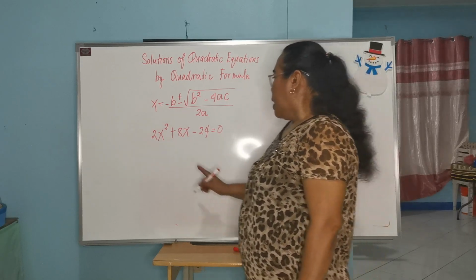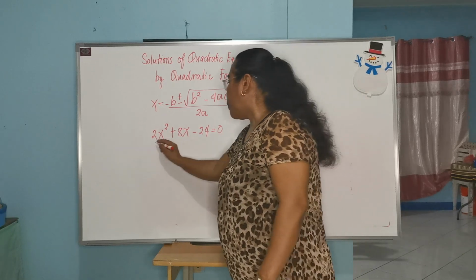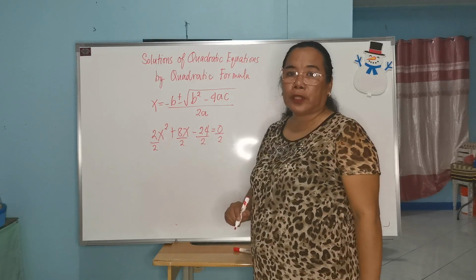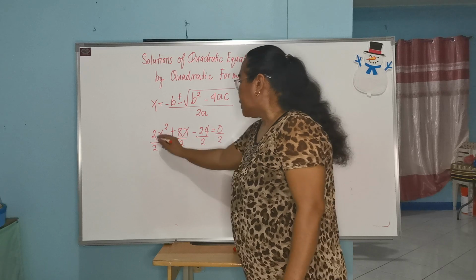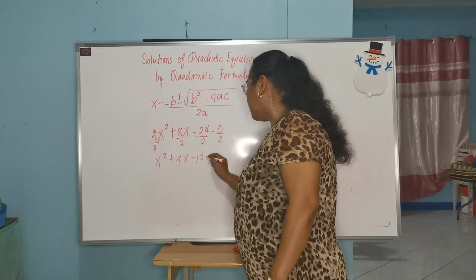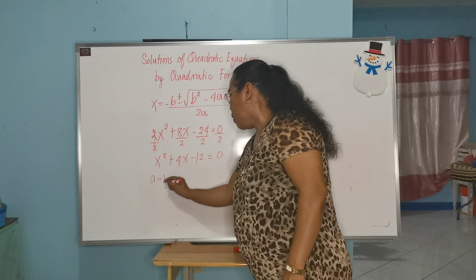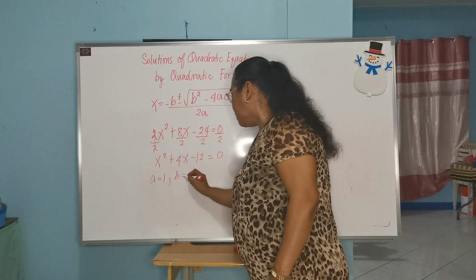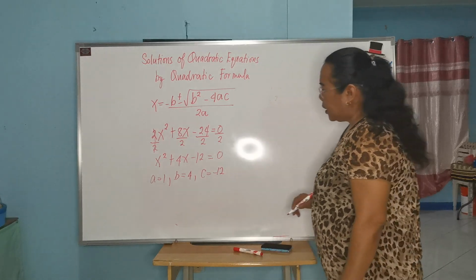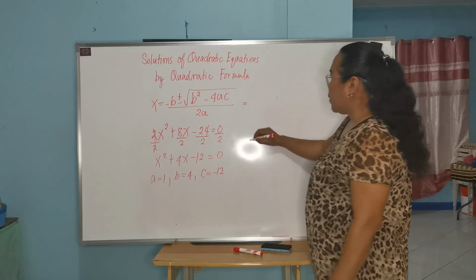Okay. So take a look at the 2, 8, and negative 24. If we divide all by 2, this would reduce our terms to lowest form. So this would give us x squared plus 4x minus 12 is equal to 0 over 2, which is 0. What is our A? A is 1. What is our B? B is 4. And what is our C? It is negative 12.